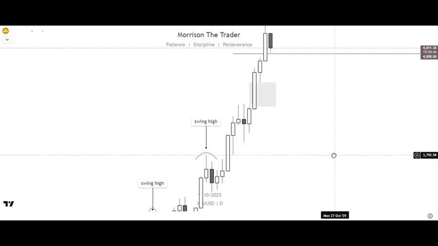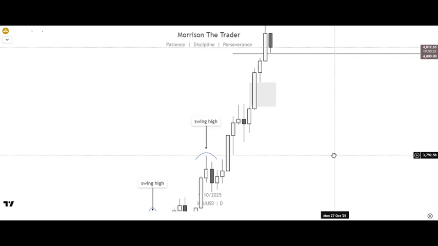So we are going to talk about swing points, right? Swing points are also liquidity areas. As I said in the last video, I forgot to mention these areas when I was talking about liquidity, so we are going to go over them.